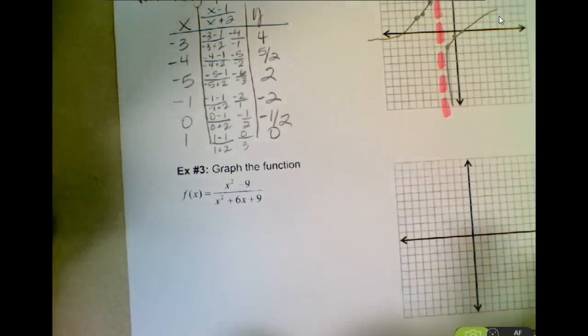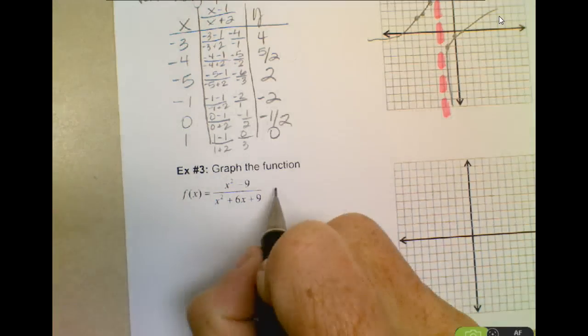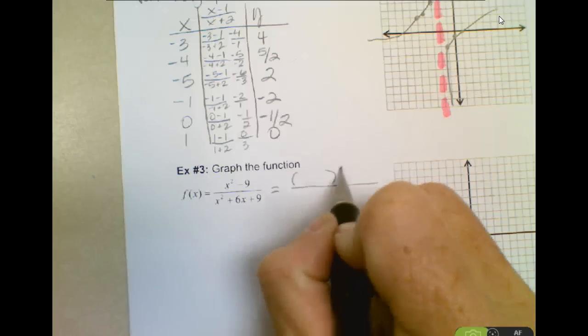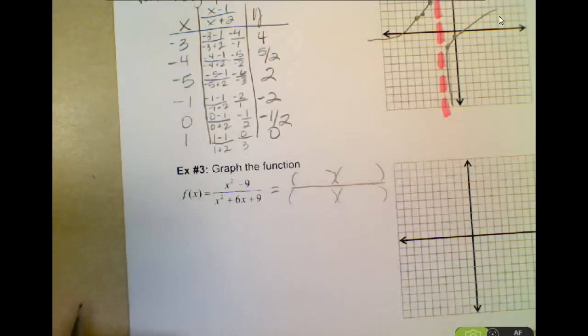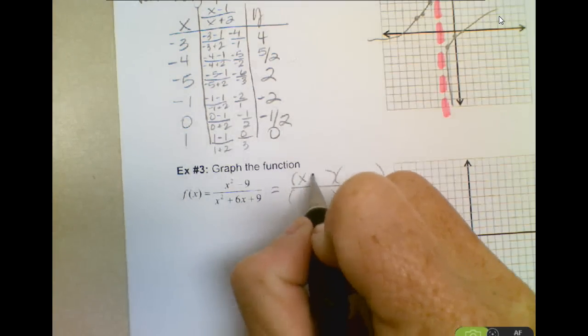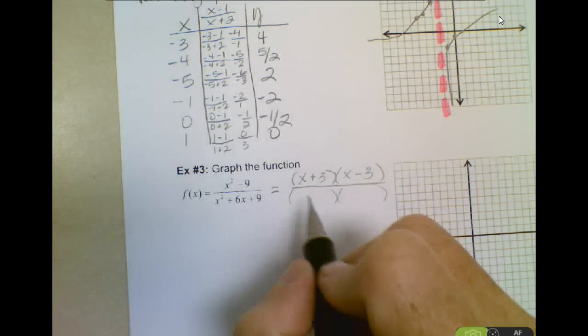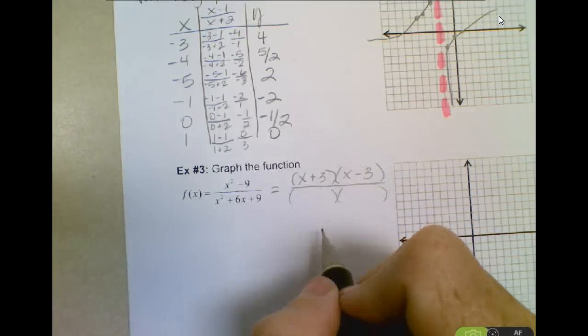Now we go down to number 3, and you notice that those polynomials look a little bit more complicated. The first thing we need to do is factor the top and bottom to see if we have any factors that cancel out. You're going to see why factoring is so important, and being able to do it pretty quickly is really helpful at this stage of math class. So x squared minus 9 factors out to x plus 3 and x minus 3.